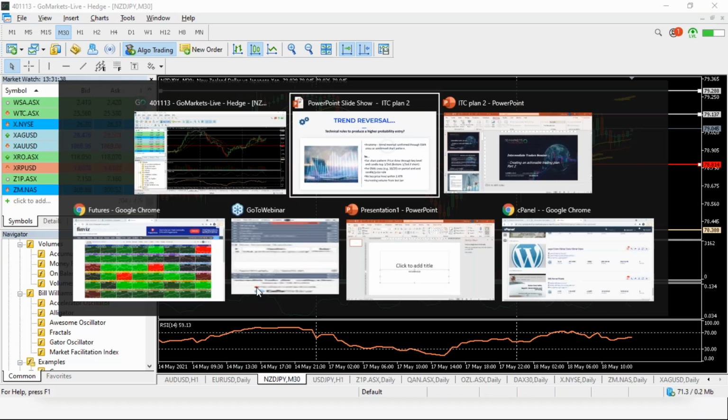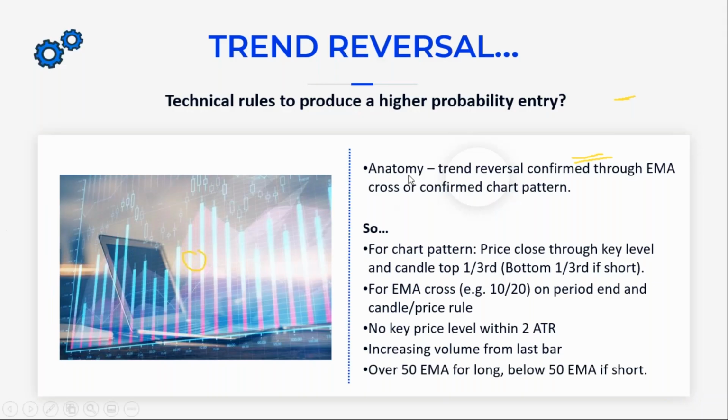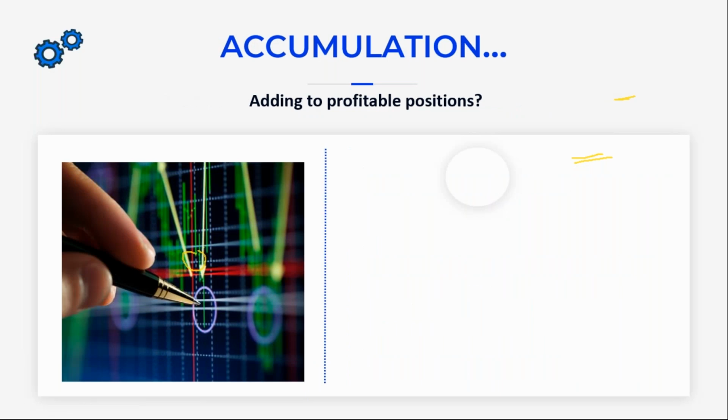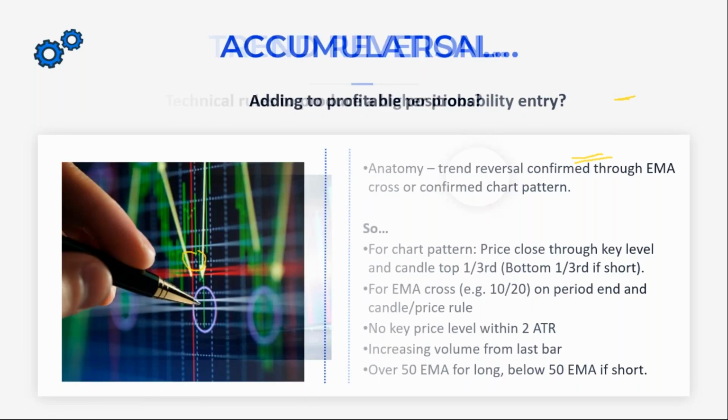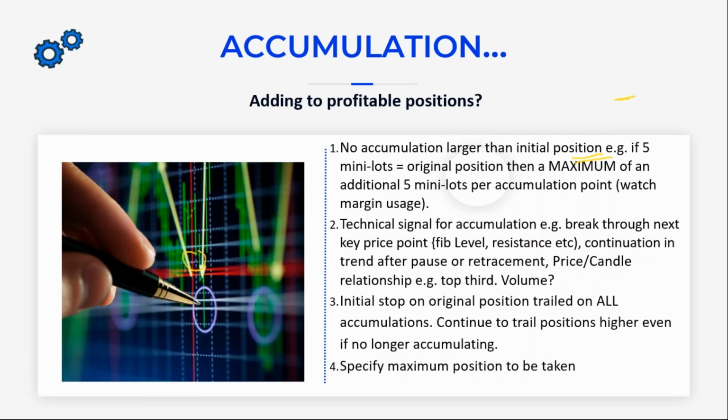Okay, now, so that's our trend reversal. So you can see how really there isn't a lot of difference. Have we got a bounce? Or maybe come to a bounce later. Accumulation, we talked about this at a previous inner circle.